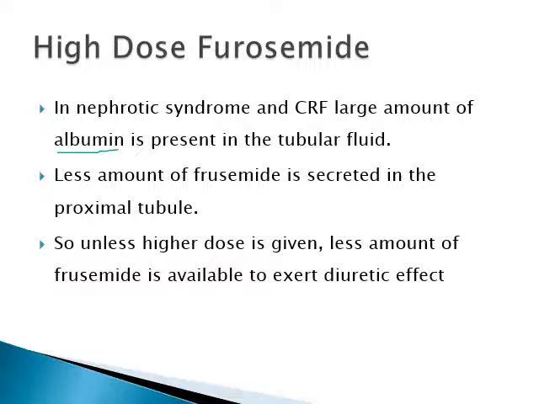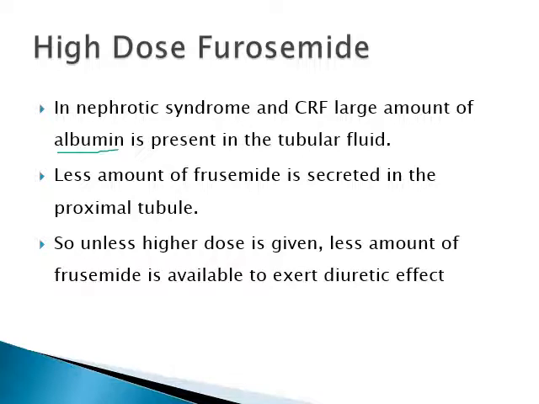because we know that only free fraction of the drug is active, and if the drug is bound to the albumin, that is its bound form is inactive. So this is the number one reason we have to increase the dose of furosemide. And also in case of renal failure, there is low GFR. If there is low GFR and less renal blood flow, there will be less amount of furosemide that will be secreted into the proximal tubule.